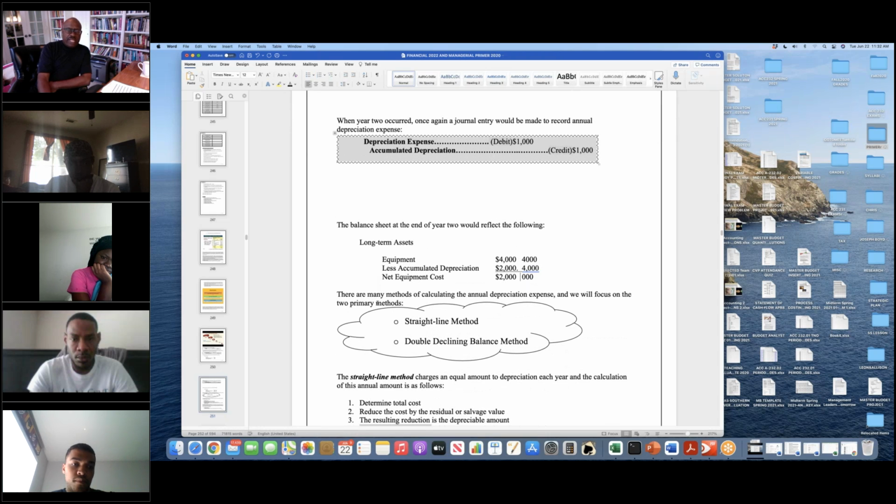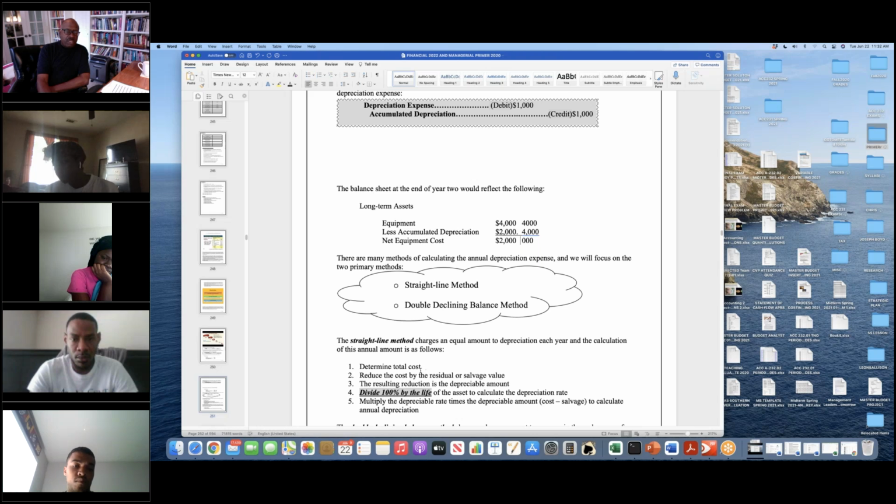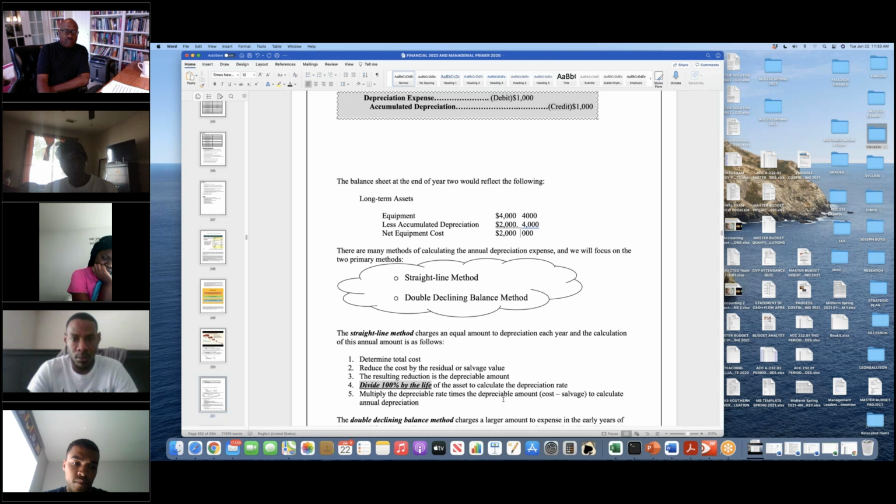There are 2 methods of calculating depreciation that we'll be using: straight line and double declining balance. There are various other methods, but we're using these 2 methods. In the straight line method, we determine the total cost. If there's any salvage, we reduce it by the salvage. We divide 100% by the life, and that's going to give us the applicable depreciation.